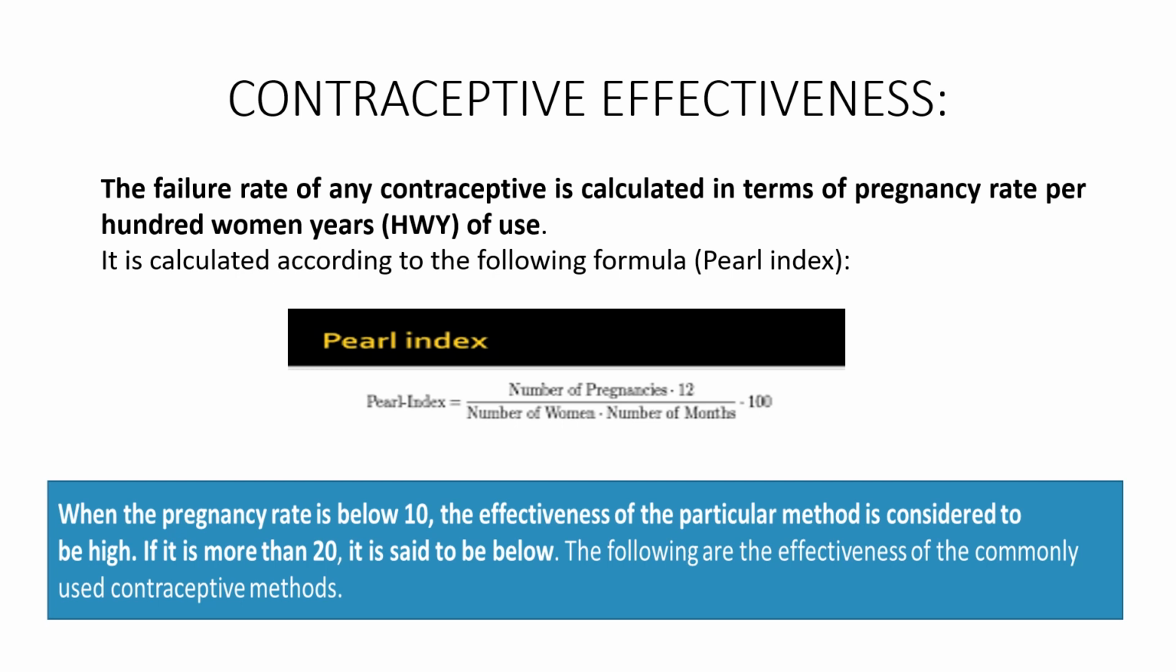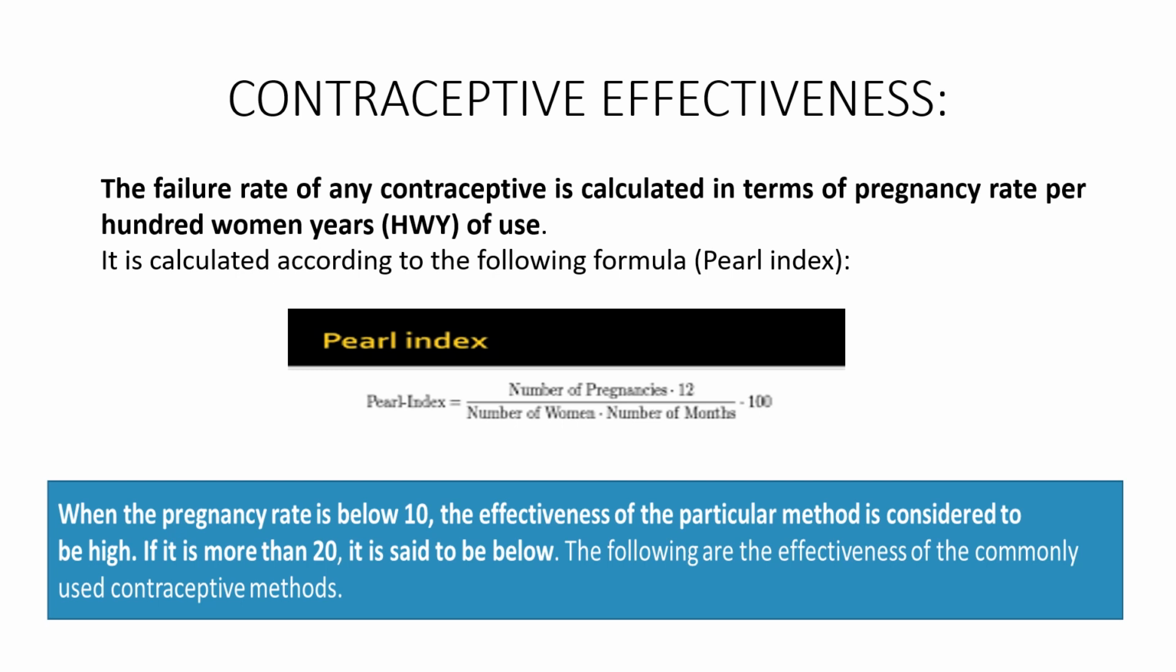So the number of pregnancies will be 20 into 12, the number of months in a year, divided by the total number of women, that is 100, and into the number of months we have studied them. So it is 24 months into 100. So you will get a number. If the pregnancy rate is below 10, the effectiveness of the particular method is considered to be high. If it is more than 20, it is said to be less.